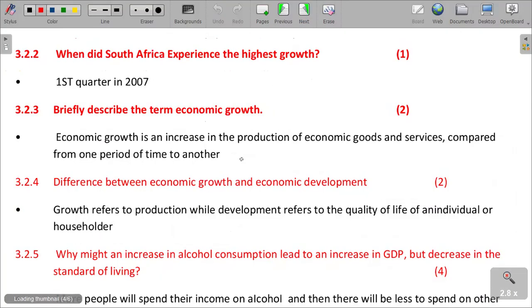And then briefly describe the term economic growth. It is an increase in the production of economic goods and services compared from one period of time to another. So we are just looking at the increase in production of economic goods and services that we are assessing over a period of time. That is what we mean by economic growth.